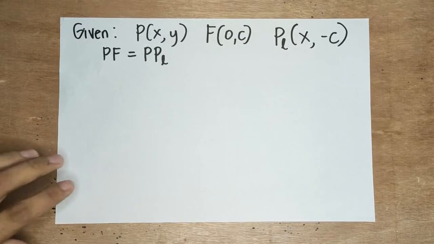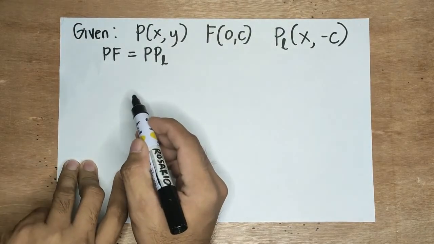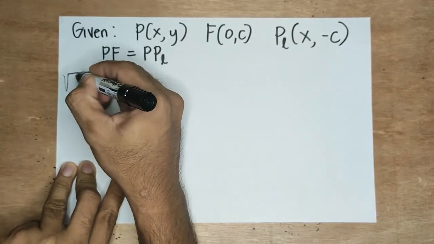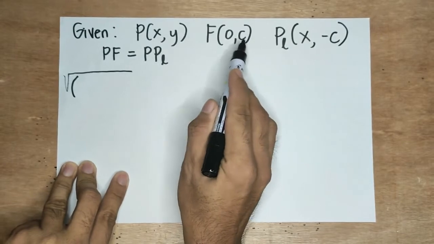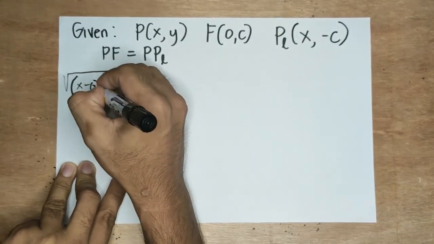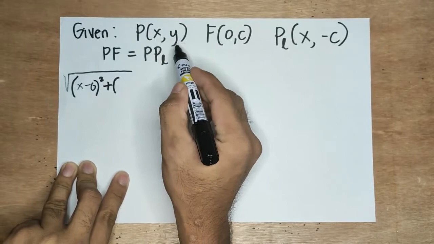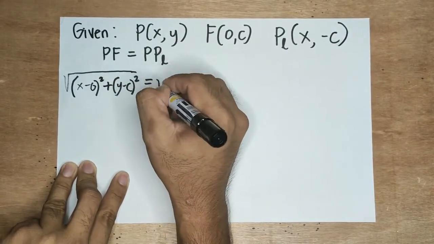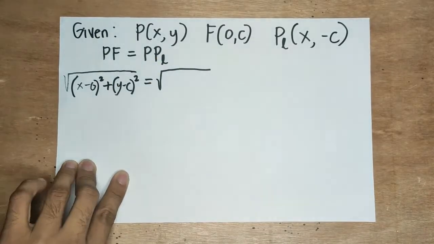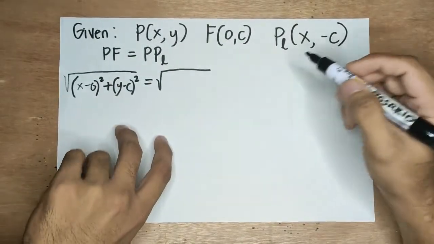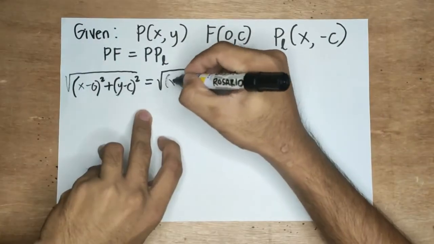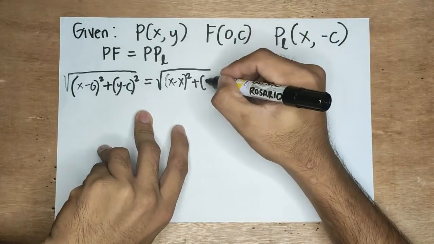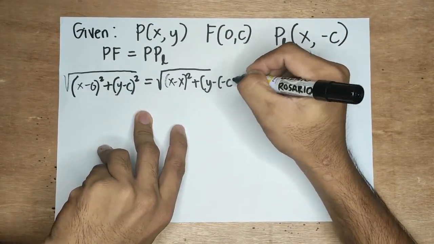Okay, so we derive the equation by using the distance formula. The distance between P and F can be written as this one. So square root of (x minus 0) squared plus (y minus c) squared is equal to the distance between P and P sub L. We have square root of (x minus x) squared plus (y minus negative c) squared.